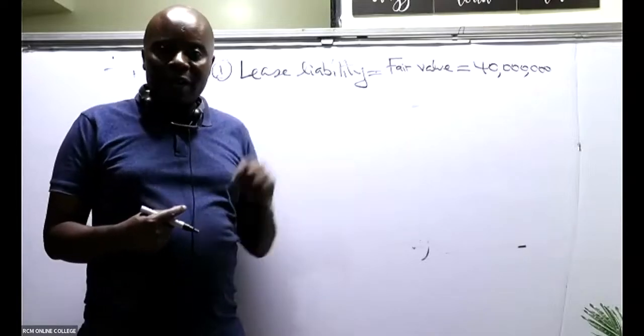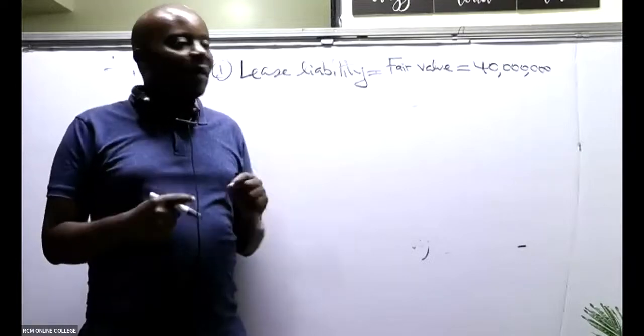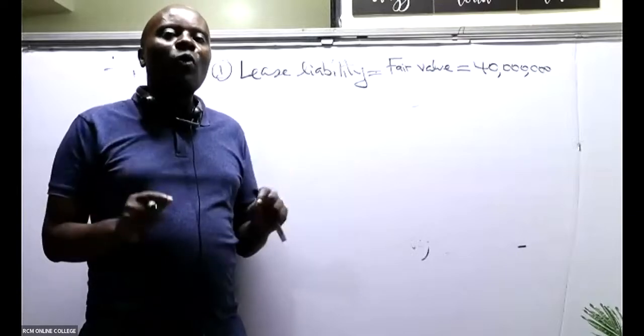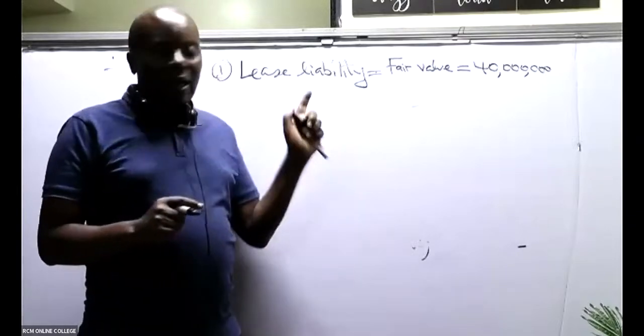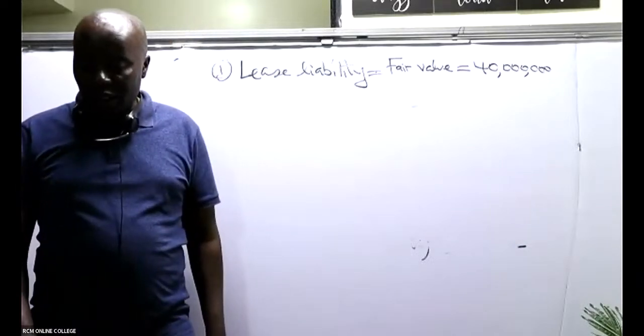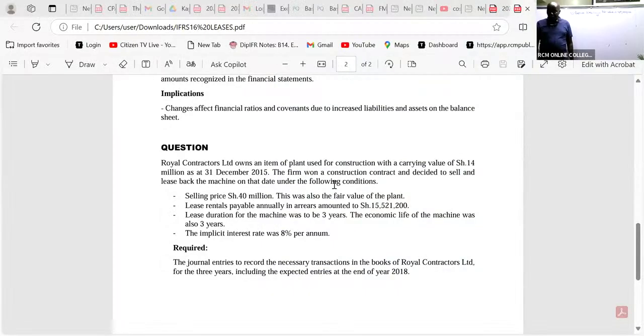Because I've been given fair value, I don't need to discount at all. Because lease liability, which is the present value of all the lease rentals, shall always be equal to the fair value of the asset. Like in this case, they have told us here the fair value of the asset, that selling price of 40 million. This was also the fair value of the plant.